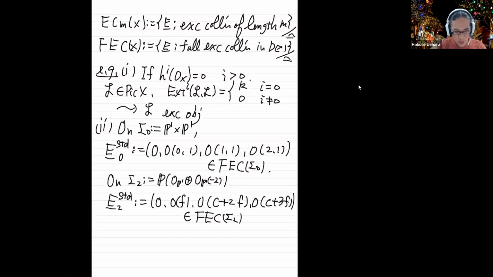Afterwards I will use a deformation argument, and we can see that Sigma 2 deforms to Sigma 0, and on that space, this standard exceptional collection on Sigma 2 deforms to the standard exceptional collection on Sigma 0. Okay.